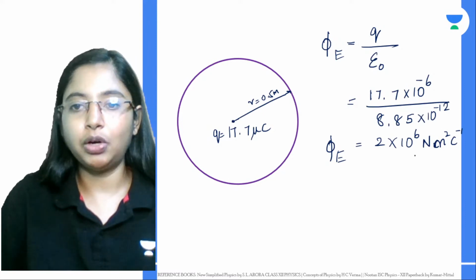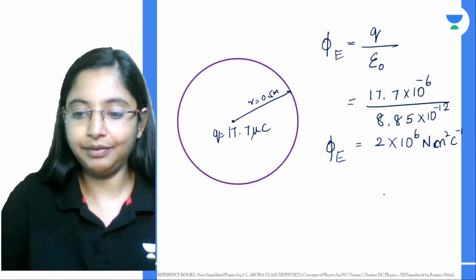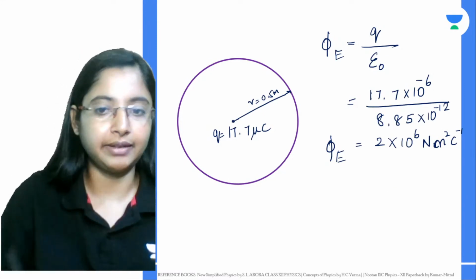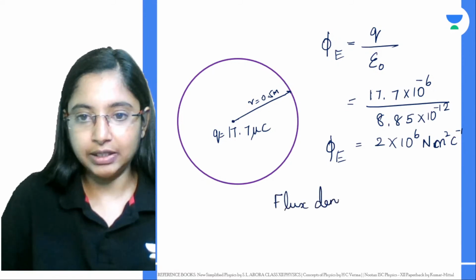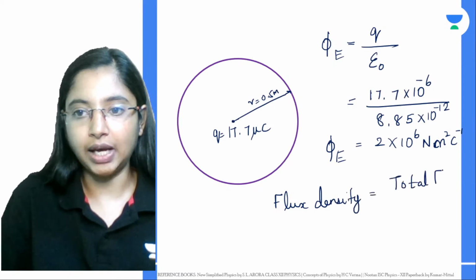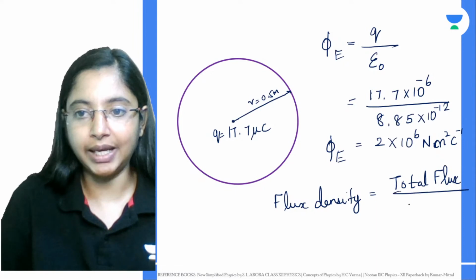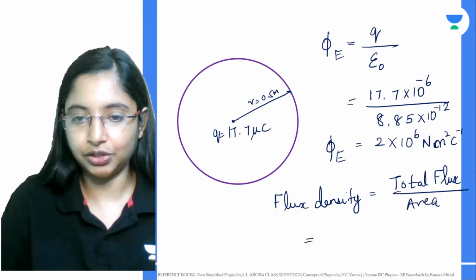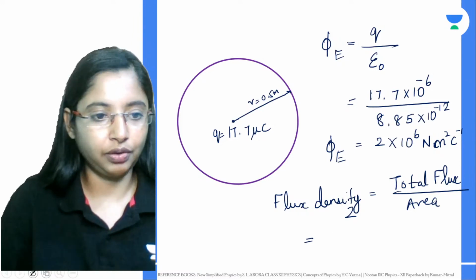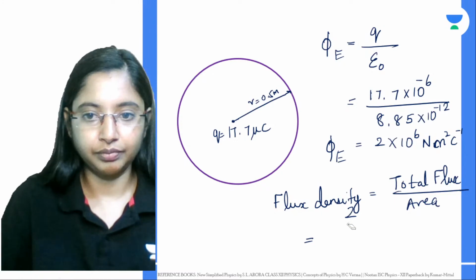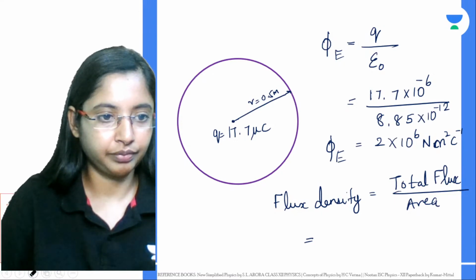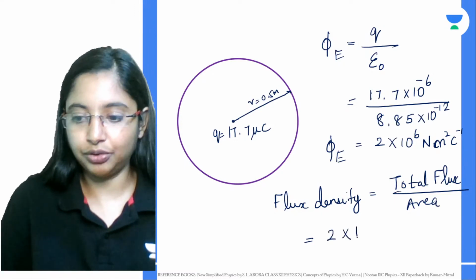But we want to find the flux density through the entire surface. If you want to find the flux density, it will be the total flux divided by the area. So from here, what is the total flux? The total flux we actually found is 2 into 10 to the power of 6.